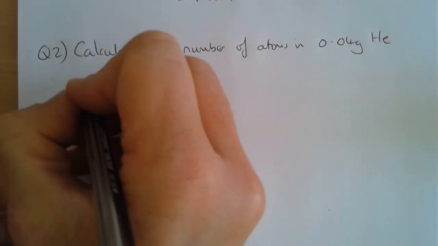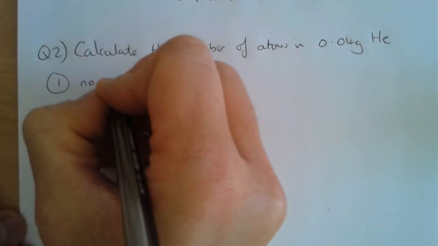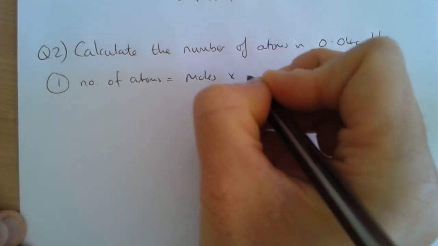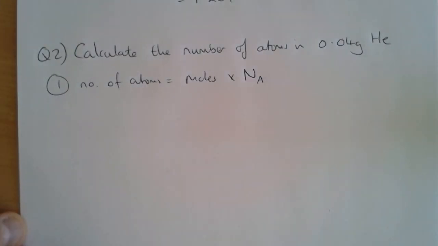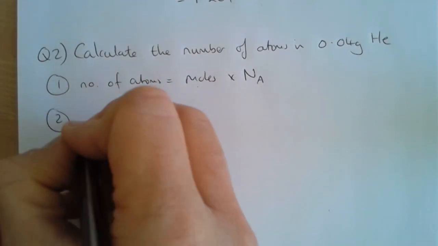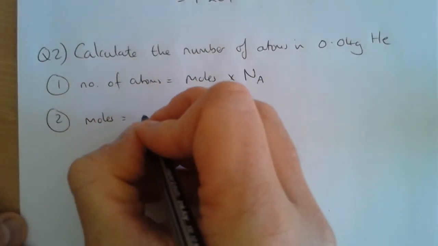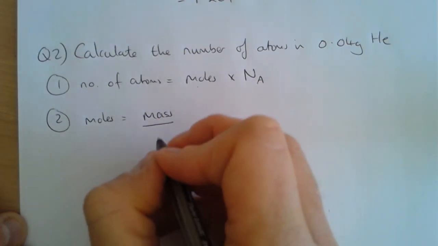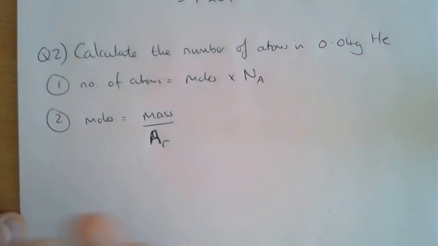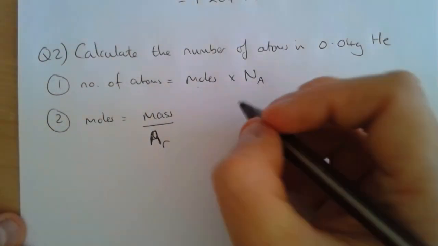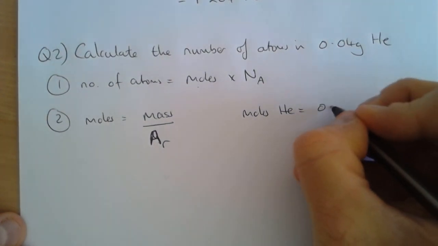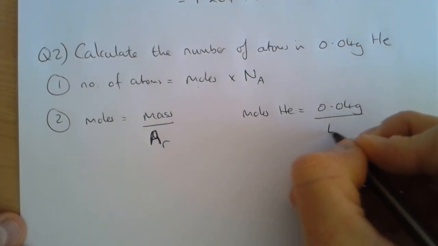We're going to need our equation of number of atoms equals moles multiplied by the Avogadro constant. We will first of all need to calculate the number of moles. So the number of moles equals mass divided by the relative atomic mass, Ar. So moles of helium equals 0.04 grams divided by 4.